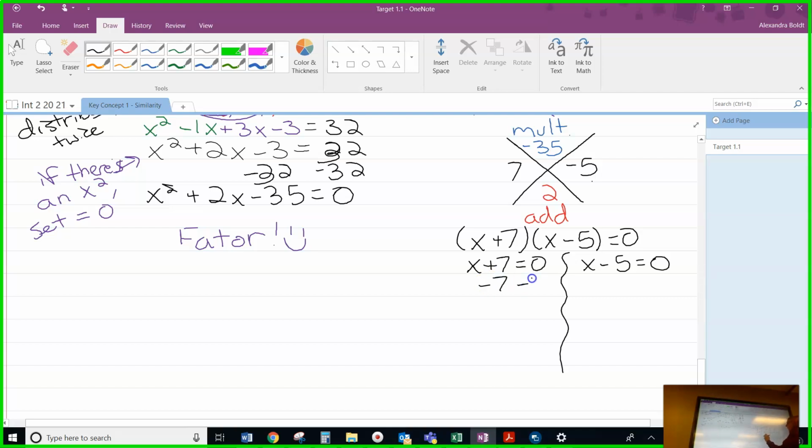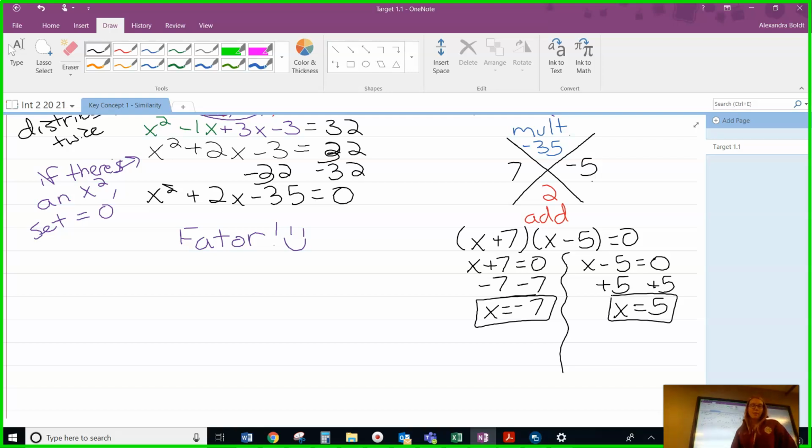Minus 7, plus 5. Okay, so I get my two answers, x equals negative 7 and x equals 5. All right, that is it.